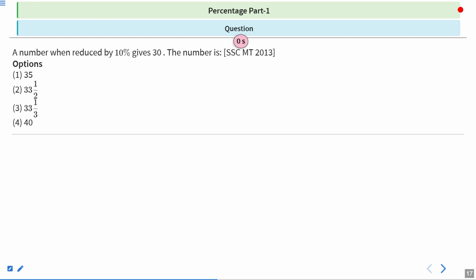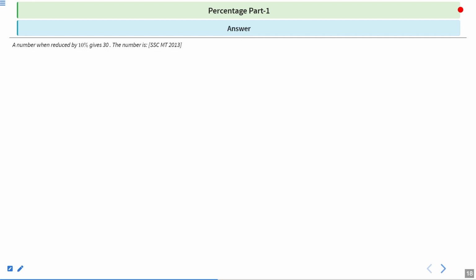Now time's up. Let's see the solution of this question. So the question says that when a number is reduced by 10%, it gives 30. So the correct answer of this question is 33 and 1 by 3. Third is the correct answer. Now see the detailed solution of this question.